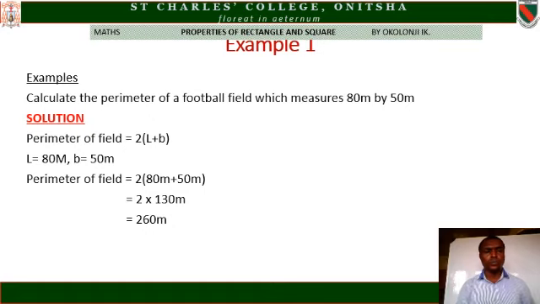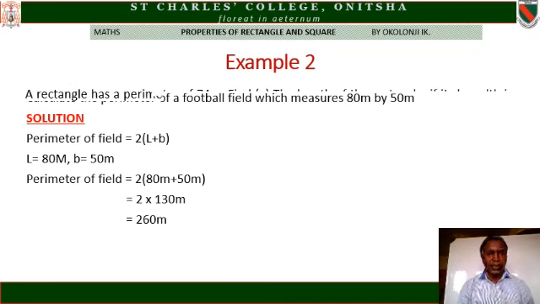Substituting it into its proper form, we have perimeter of the field is equals to 2 bracket open 80 meters plus 50 meters bracket close, which will give you 2 times 130 meters, which will give you 260 meters as the answer.